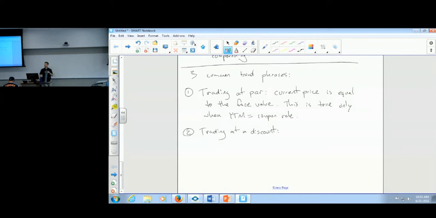So talking about trading at par, that's where the price is equal to face value. There are two more possible conditions: price is less than face value or price is greater than face value. Trading at a discount means that the current price is less than face value. This is only going to be true when the yield to maturity is greater than the coupon rate.